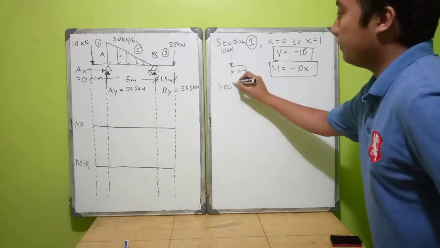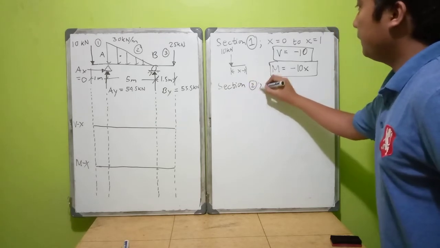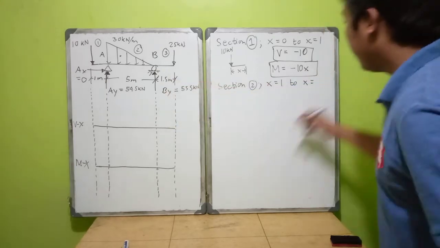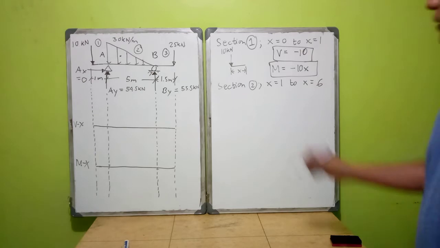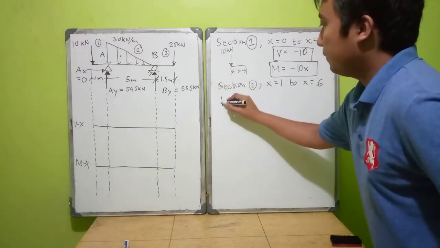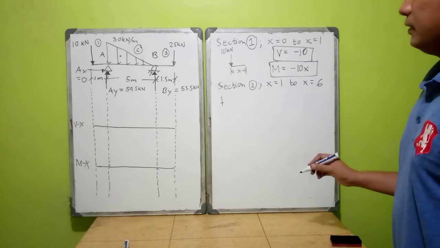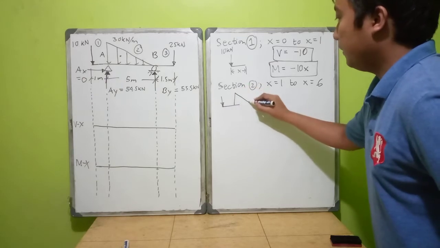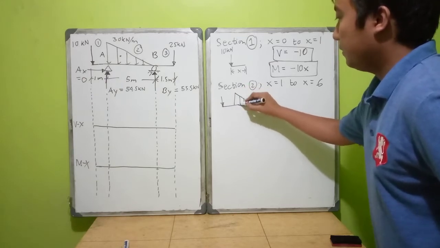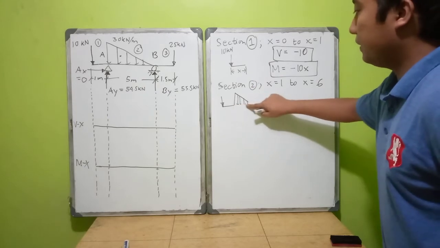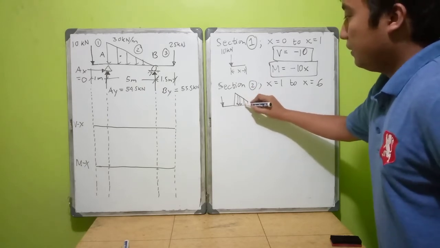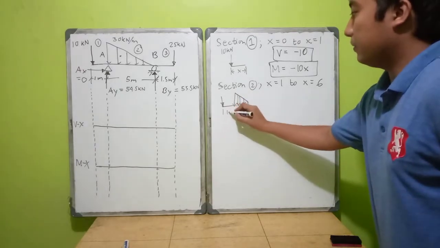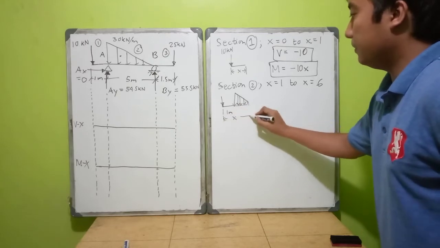And then we have section 2. This section 2 is from x equals 1 to x equals 1 plus 5, which is 6. At that point, we have this triangle. Let us draw it like this, with any random point 1 meter and then any random point x.